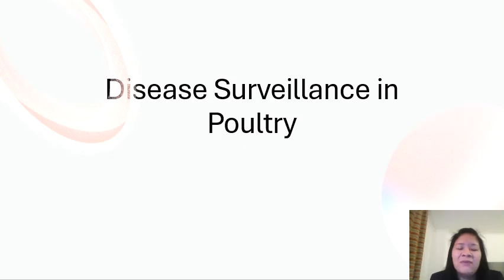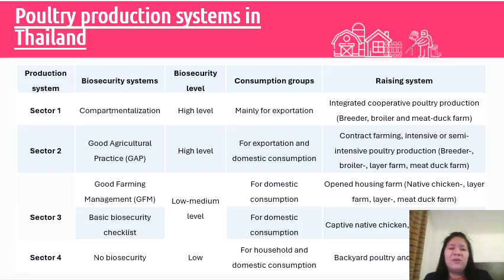So today I will give you an idea of what's going on in Thailand in terms of disease surveillance in poultry. Before going into details, it's very important to understand the poultry production system in the country, so you will see the difference in the surveillance program for each production system. As you can see, there are 4 production systems in Thailand.